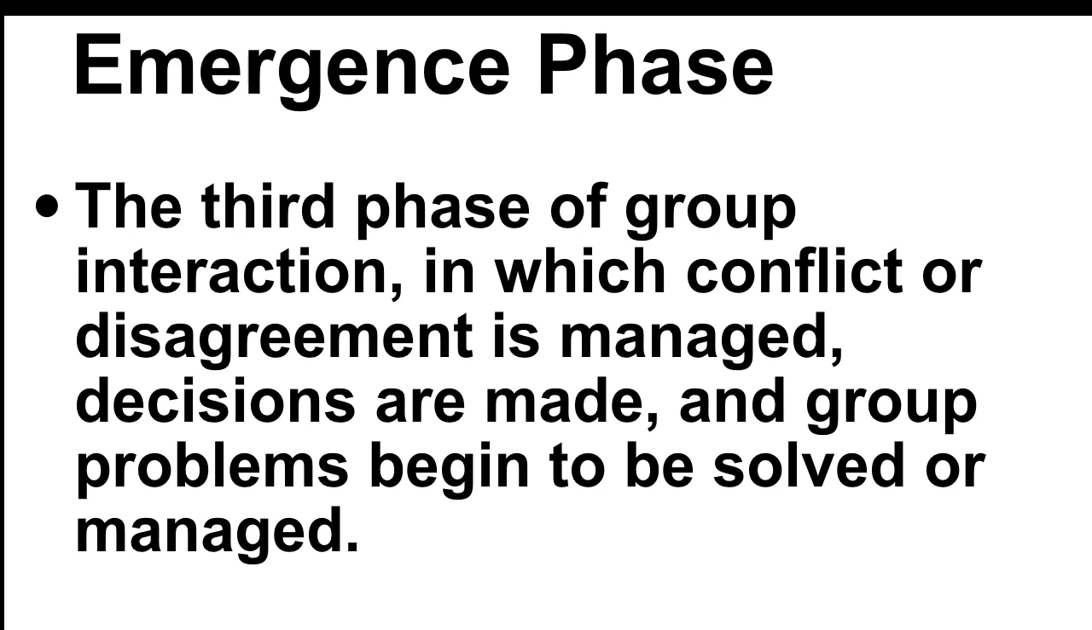The emergent phase is the third phase of group interaction. It's where conflict or disagreement is managed, decisions are made, and group problems begin to be solved or managed. In the emergence phase, something happens, decisions are made, issues are managed, and the group moves forward.